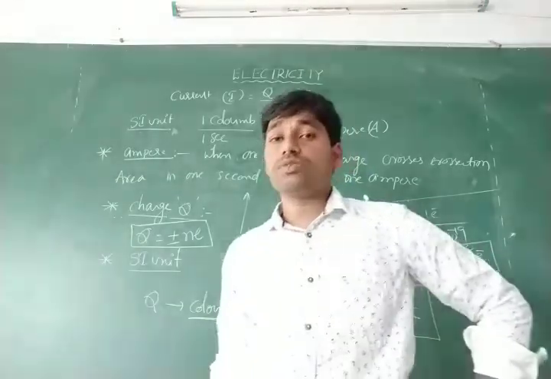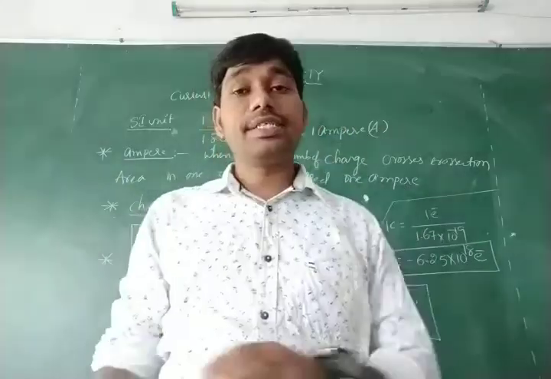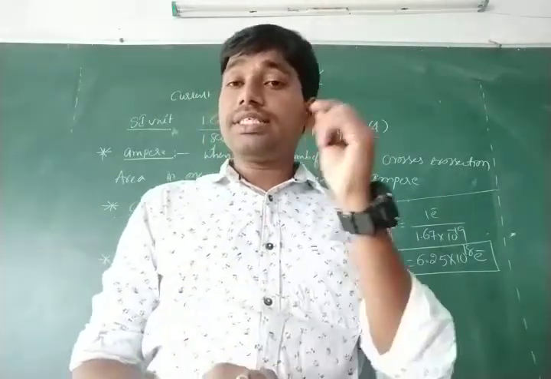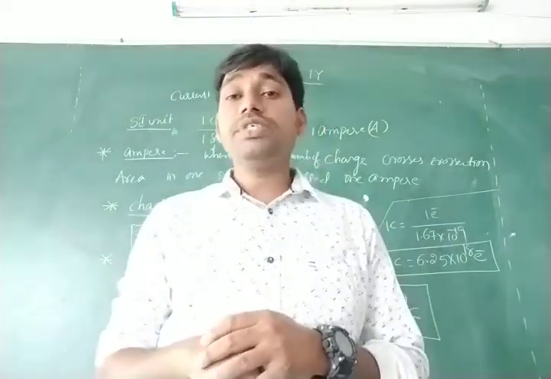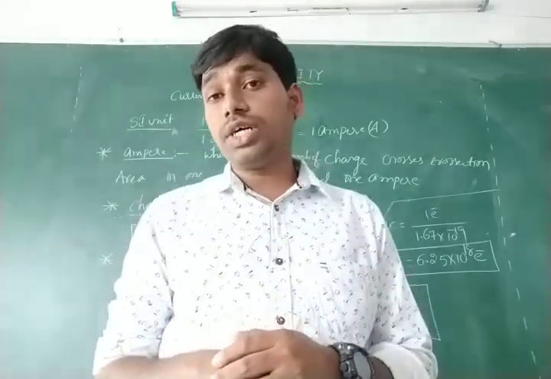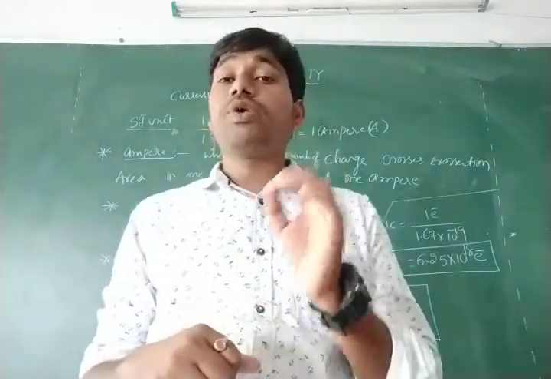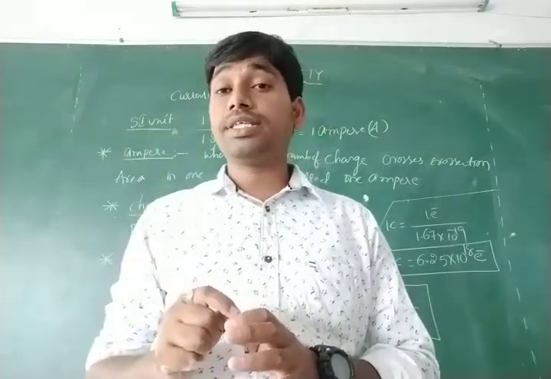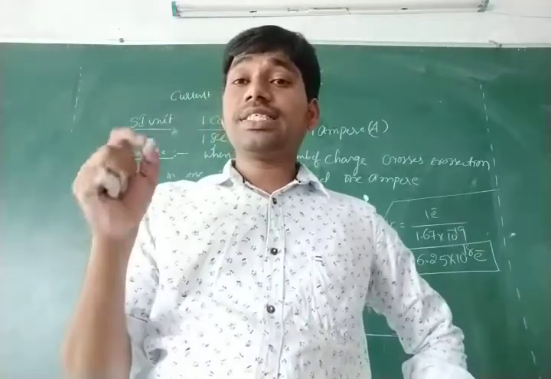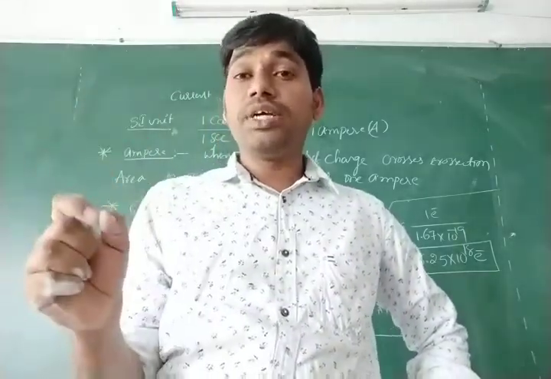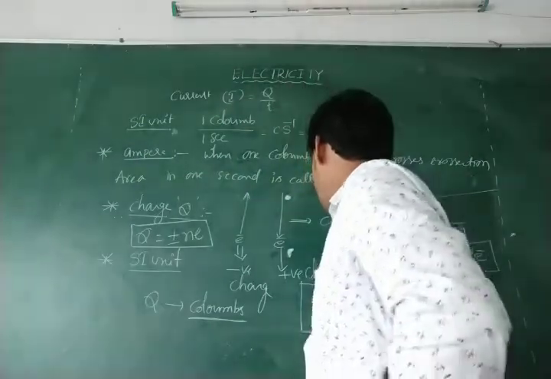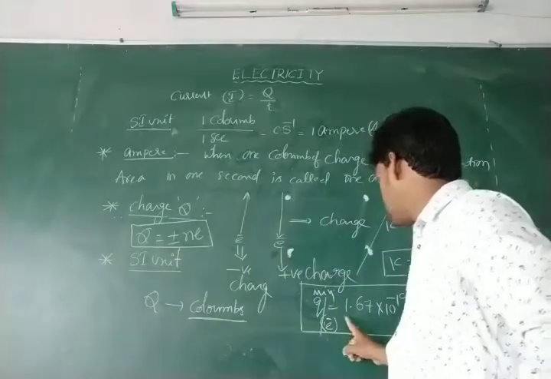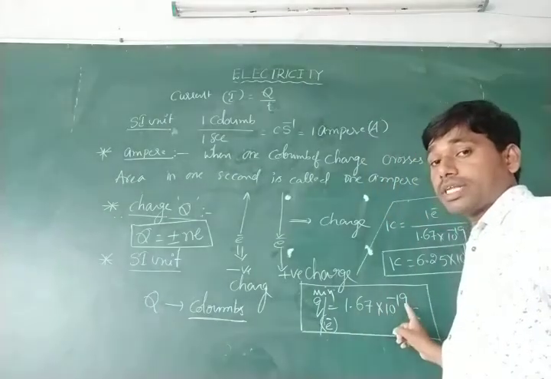Still, we discussed charge. Charge is the excess or deficiency of electrons in a body. Excess of electrons means negatively charged. Deficiency of electrons means positively charged. The minimum charge of a body is 1.67 into 10 to the power of minus 19 coulombs. Less than that charge does not exist for a body, so we call this the minimum charge of any body.